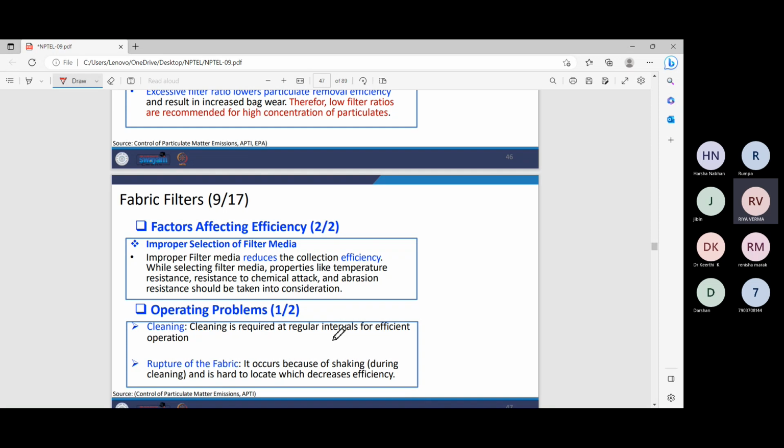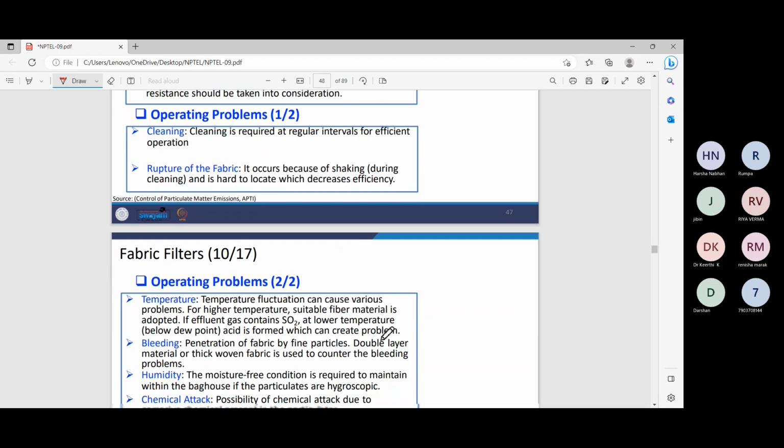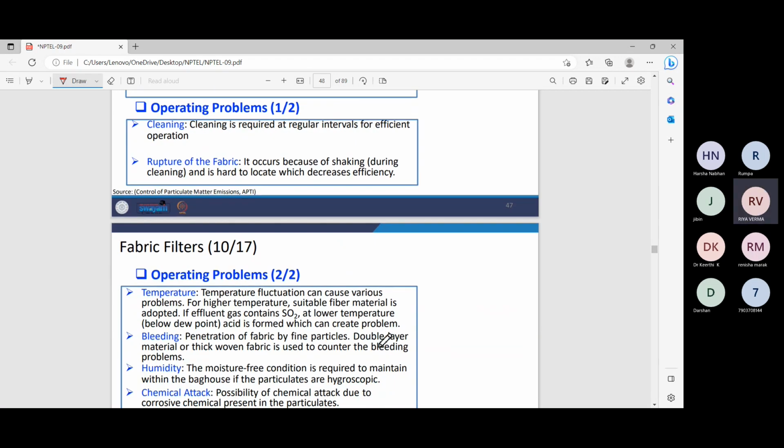Next is rupture of the fabric. It occurs because of the shaking during cleaning, and is hard to locate, which decreases efficiency. The fabric may get ruptured at certain places because of the shaking of the filter. Next, we have temperature. Temperature fluctuation may also cause various problems, because for higher temperatures we should have suitable filter media. If the filter media is not resistant to higher temperatures, they may get burnt, and that can also create a problem.